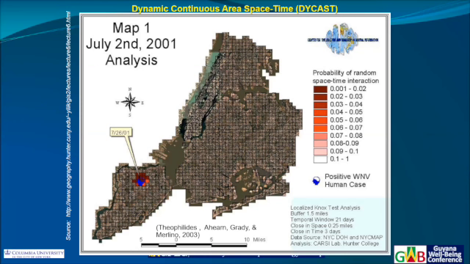And in fact, when they ran this analysis in 2001, you could see the reddish, brownish areas in Staten Island. That was a concentration of dead birds that was too close in space and time. And sure enough, a few days later, a human case of West Nile was identified right smack in the middle of the cluster.